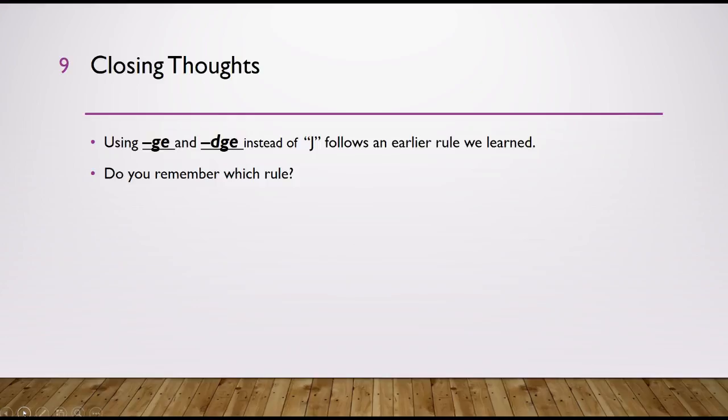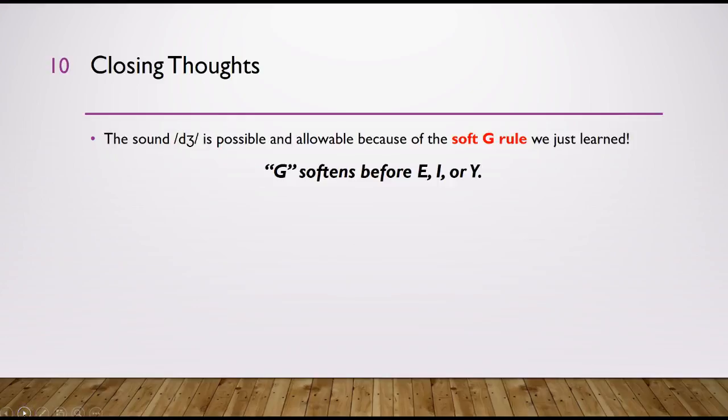So, using GE and DGE instead of j follows an earlier rule that we learned. Do you remember which rule? The sound j is possible and allowable because of the soft G rule that we just learned in the previous lesson. G softens before the letters E, I, or Y. So if we take this word page, the G before the E softens to a J. That's how it's possible to say page instead of pag.